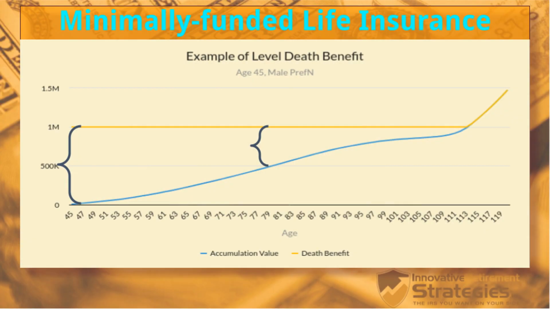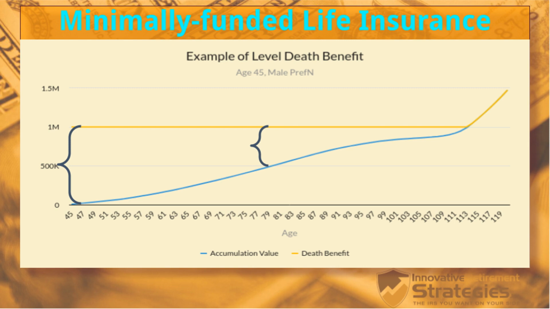But for the purposes of explaining what the cash value represents in a policy, it's easiest to do that starting with a minimally funded life insurance policy. So that's what I'm doing here. I'm showing two lines on this graph. One is the death benefit and the other is the cash value. And you can see that the orange line represents the death benefit protection, and that's just set at $1 million.